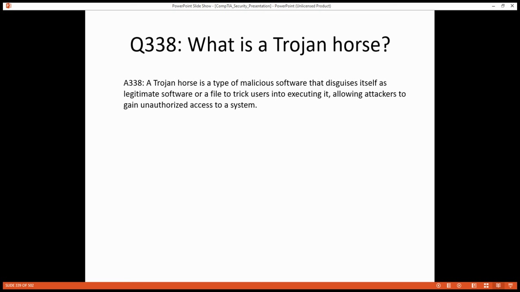Q338. What is a Trojan horse? A338. A Trojan horse is a type of malicious software that disguises itself as legitimate software or a file to trick users into executing it, allowing attackers to gain unauthorized access to a system.